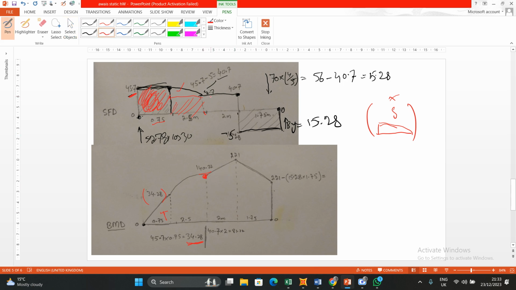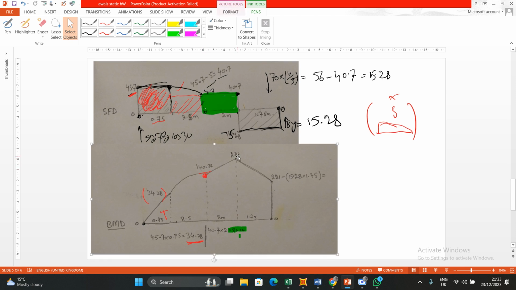What's the next? The next is simple. Just again the rectangle area, which is 40.227 multiplied by 2 meters, which is 81.22. So what I did, just add them to 140. Because this area is positive, the moment is also positive, and the next area is also positive. So just add them and find your next moment value.